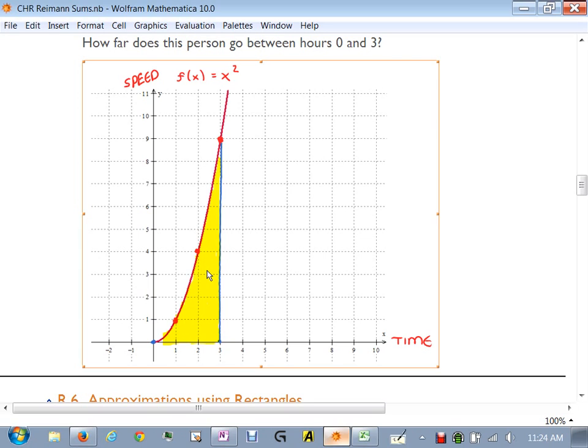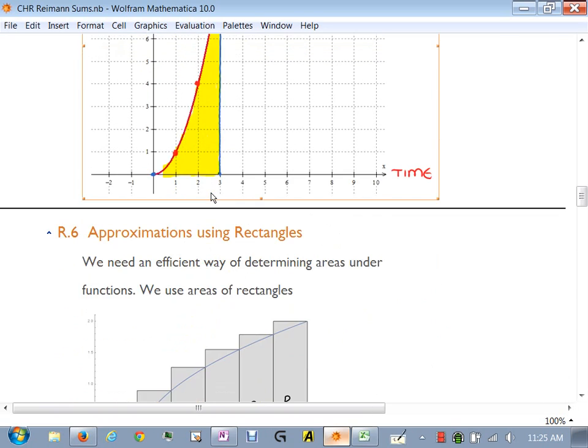So how could you approach it? You cannot draw the triangle and the rectangle like we did before because it's curved, isn't it? So you're going to run into some issues if you try to get the exact area. So what we're going to do is use an approximation using rectangles.